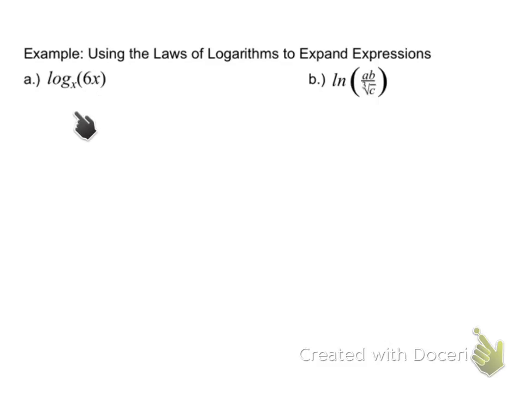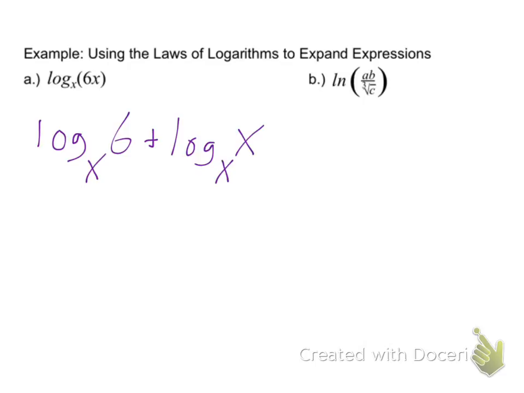And so what it means is that going back to our last slide, I got 6 times x, which means I should be able to unpack both of them into their own. They take all of their stuff. So would you guys agree that this would be log base x of 6, and then what? Plus log base x of x.